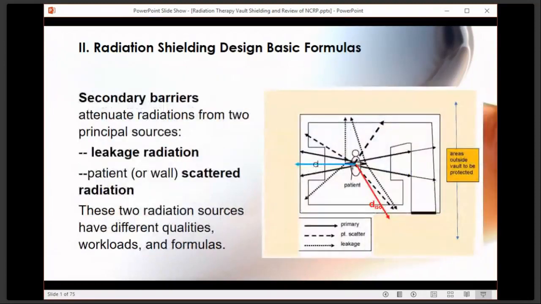So secondary barriers attenuate two kinds of radiation, as we said before: the leakage radiation from the head of the machine, and patient or wall scattered radiation. We're going to focus on patient scatter here, but we'll talk a little about wall scatter later. The main thing is that these two kinds of radiation have significantly different qualities in terms of their penetrating ability through the barriers. They have different workloads and different formulas involved.